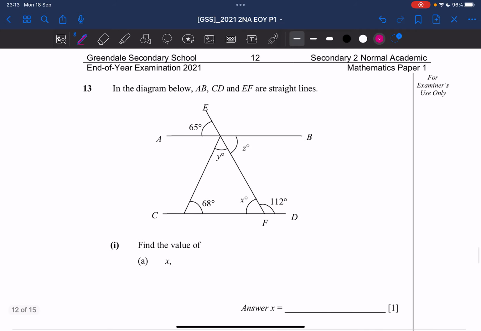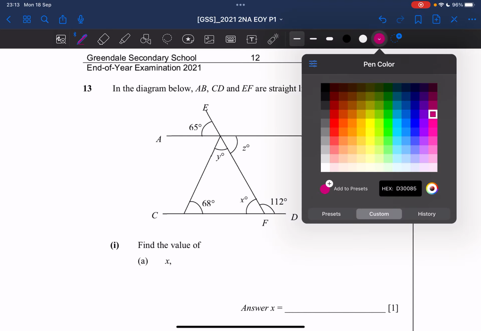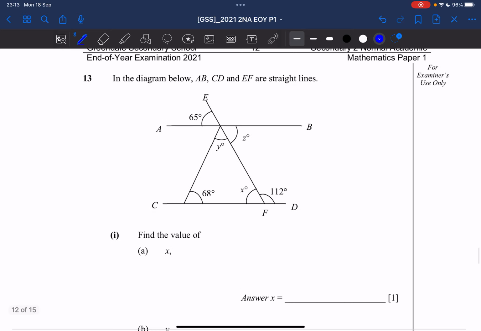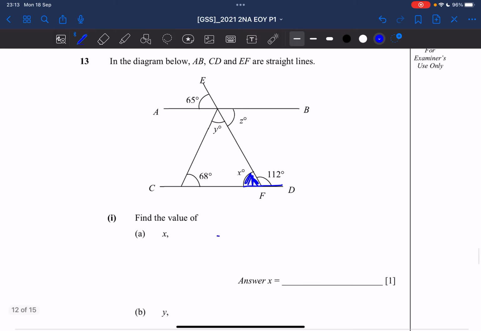Question 13 is on angles. In the diagram below, A, B, C, D, all these are straight lines. Find the value of x. So you notice our x is here. It sits on a straight line. So our x equals 180 degrees minus 112 degrees. So what is the reason? Reason is adjacent angles on a straight line.